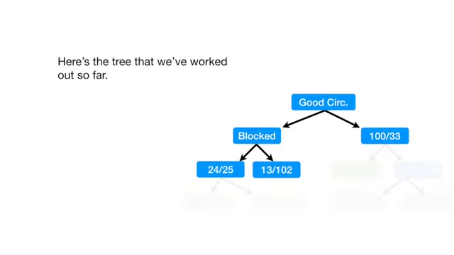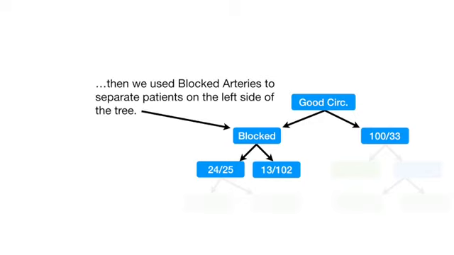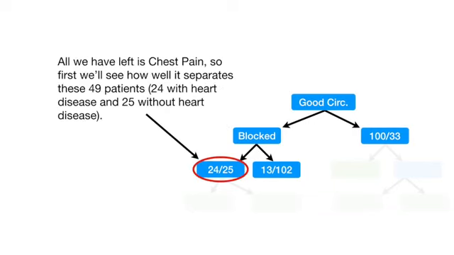Here's the tree that we worked out so far. We started at the top by separating patients with good circulation. Then we used blocked arteries to separate patients on the left side of the tree. All we have left is chest pain, so first we'll see how well it separates these 49 patients, 24 with heart disease and 25 without heart disease.